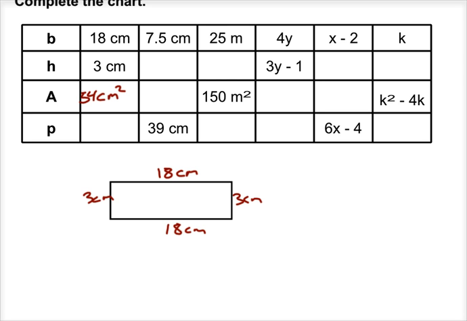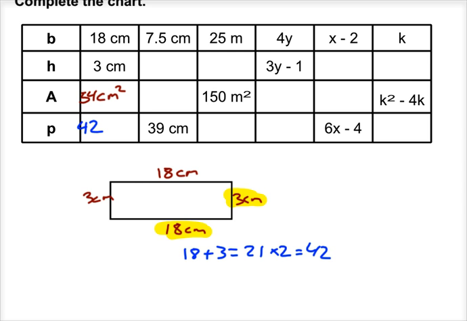Or, I couldn't really just add up the base and the height and leave it there, because the values are in here twice. So I'm going to think of adding up the base and the height and doubling it. If I add up the base and the height, I would have 18 plus 3, which is 21. Then I'm just going to double that, which is going to give me 42.